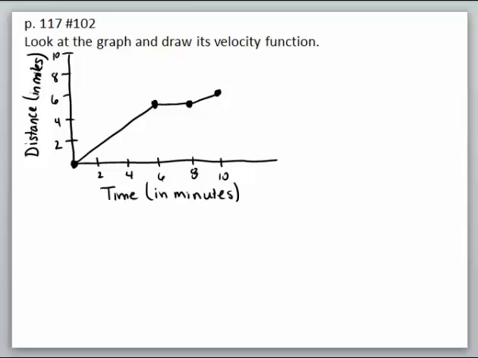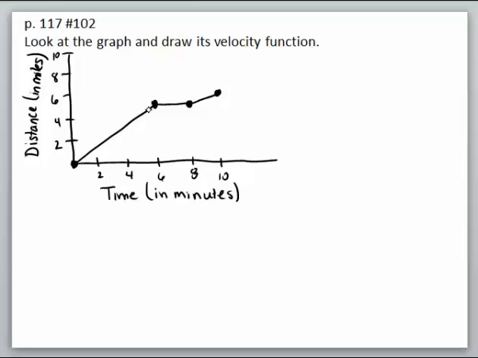All right, for this problem it says, look at the graph and draw its velocity function. Now the first thing I want you guys to realize is that we have distance over here, so we're talking about a distance function, and they want us to find the velocity. Velocity is the derivative of distance, so it's asking you to find the slope of the tangent lines to the curve.